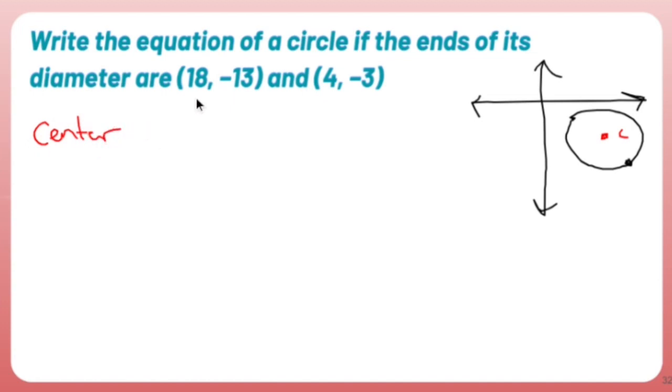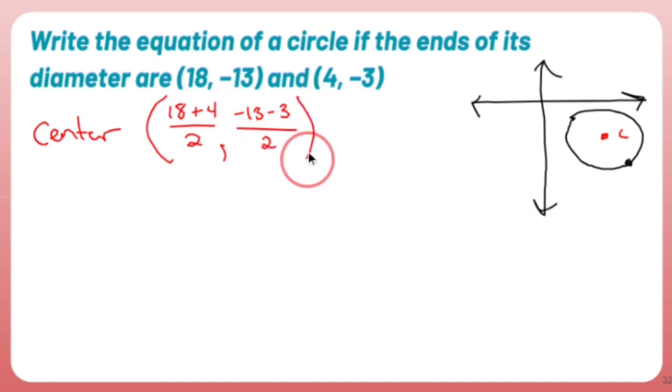The center of the circle is going to be the midpoint of my two endpoints of the diameter. You find the midpoint by adding the x values, so 18 plus 4, divided by 2, and adding the y values, so -13 minus 3, or plus -3, over 2. 18 plus 4 is 22. 22 divided by 2 is 11. -13 minus 3 is -16. -16 divided by 2 is -8. There's my center.